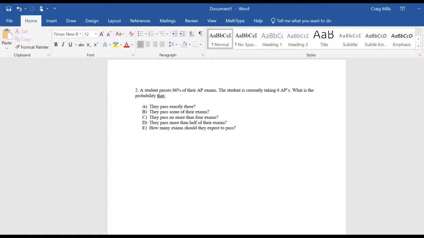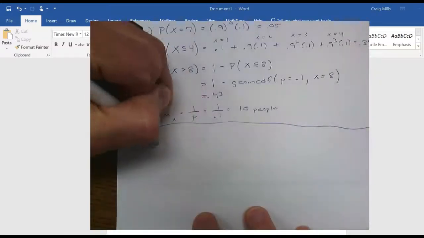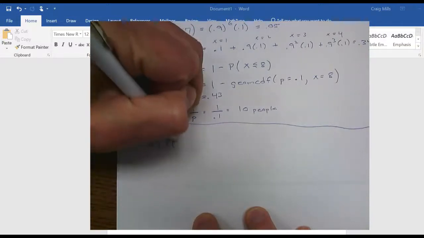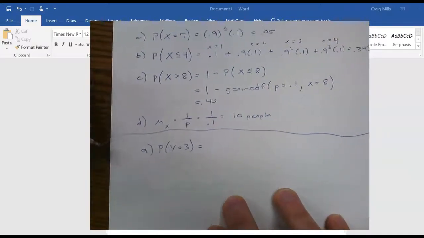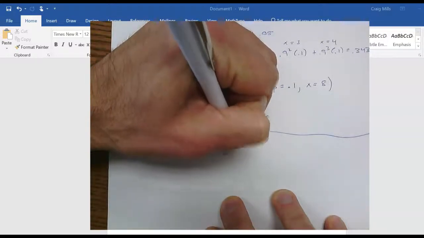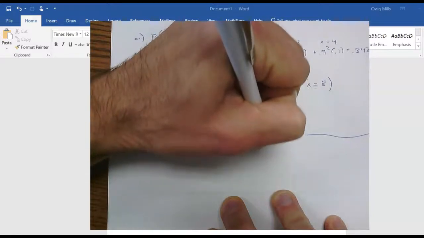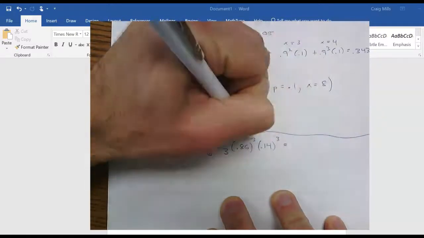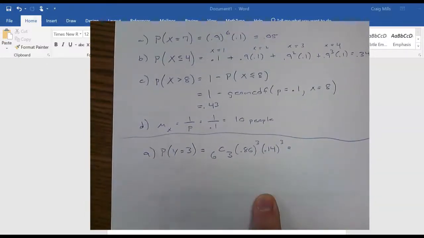Say I define now y as the number of exams they pass out of 6. So what's the probability they pass exactly 3? This would be probability y equals 3. If I use the formula that we talked about in class, 6 choose 3, the probability that they do pass the exam is 0.86 to the third times 0.14 to the third. If they pass 3, they don't pass the other 3. Probability of success, probability of failure.